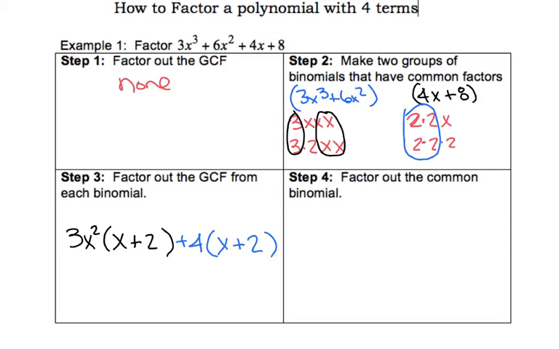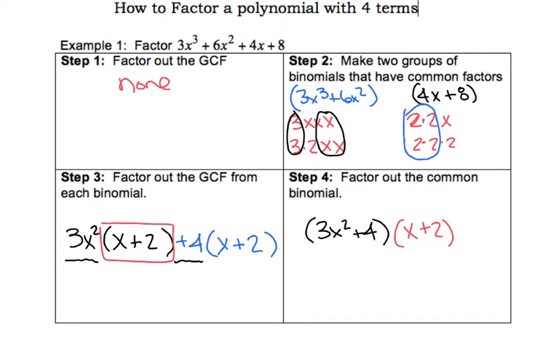So what's on the outside here is going to be one of our binomials, 3x squared plus 4. And then our second binomial is going to be just one of our binomials there that we had already gotten, x plus 2. And that would be our answer.